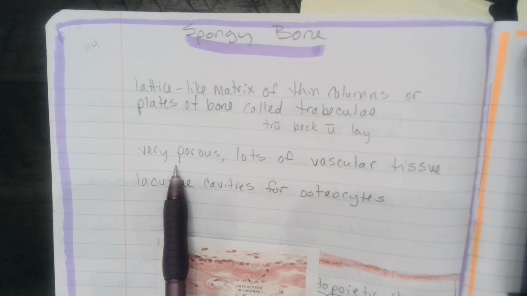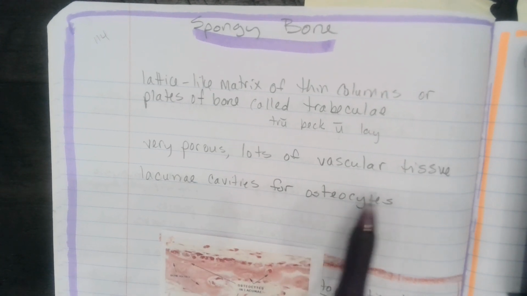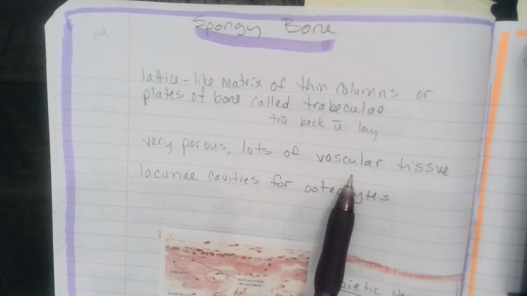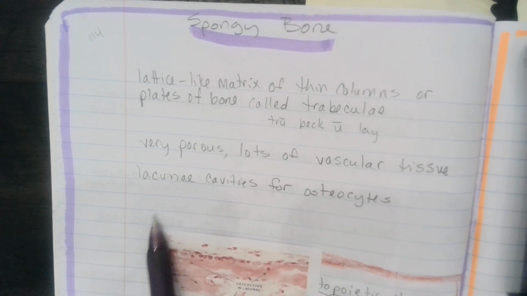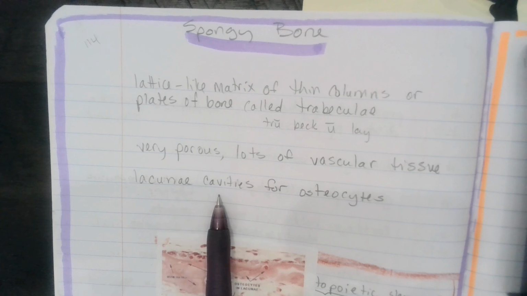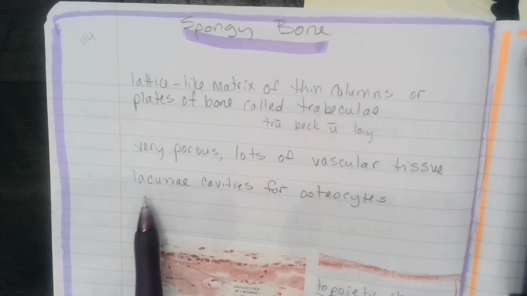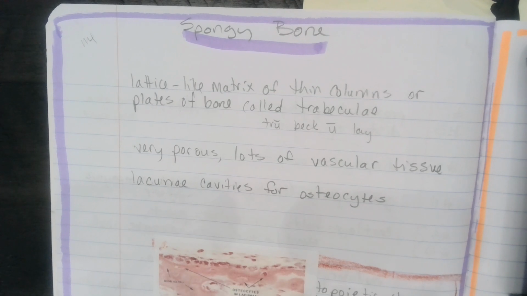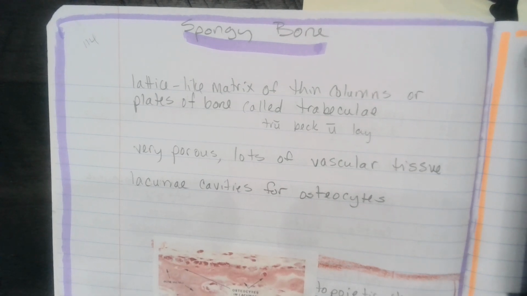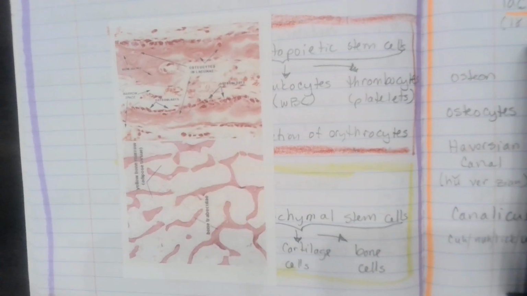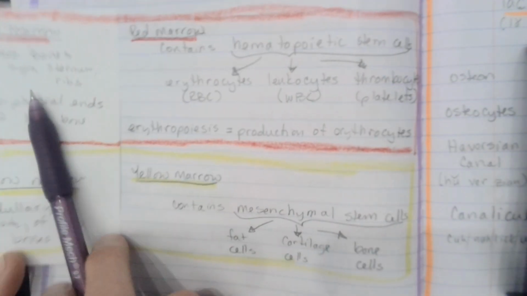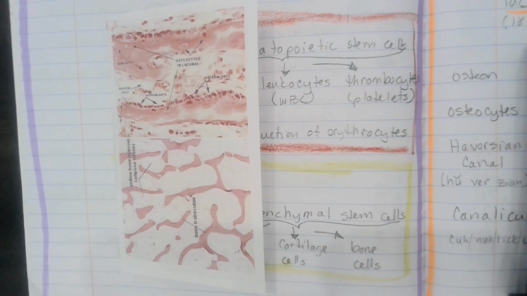Spongy bone is very porous. It has lots of vascular tissue. Remember, vascular tissue means blood vessels. Lacunae are cavities for osteocytes. And that makes it very porous, that whole makeup right there. All right, so here's the picture, and notice how it's oriented, because this represents red bone marrow, and this represents yellow bone marrow. And so I've used red and yellow crayons to help myself out with that a little bit more.